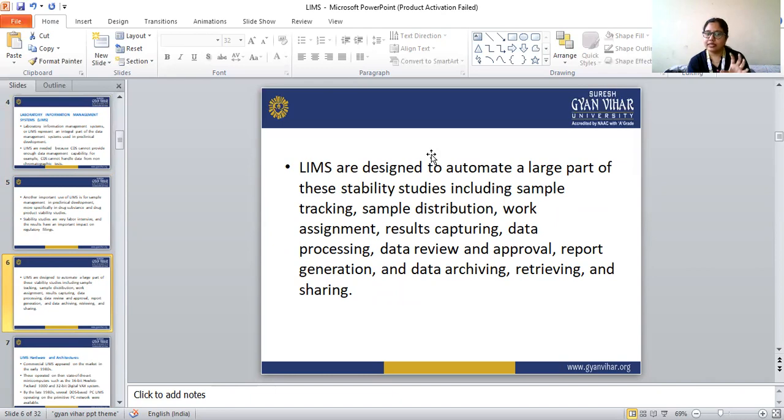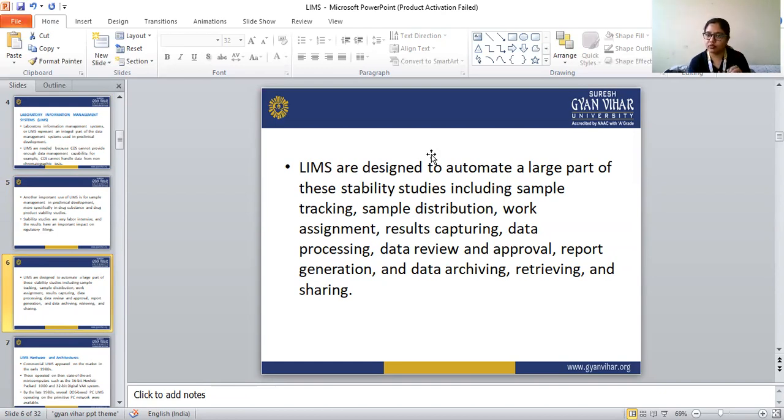This LIMS is designed so that it can do the sample tracking, it can do the sample distribution, it can assign the work, and capture the result. Data processing is also possible with the help of the LIMS. We can review and approve the data. We can generate the report from that LIMS. Data archiving, retrieving, and sharing, all these things we can do with the help of this LIMS.